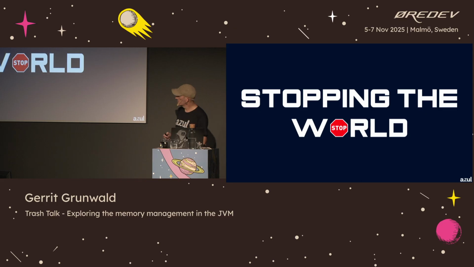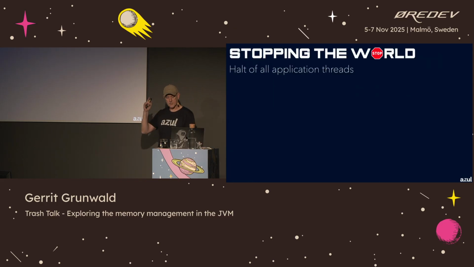Stopping the world means, if you have the JVM, and we saw already there's the heap, and we have to clean it up, that means if the JVM starts to clean it up, you can't simply continue allocating memory, right? So therefore, you have to stop the world. That means stopping all threads, and then do the garbage collection.